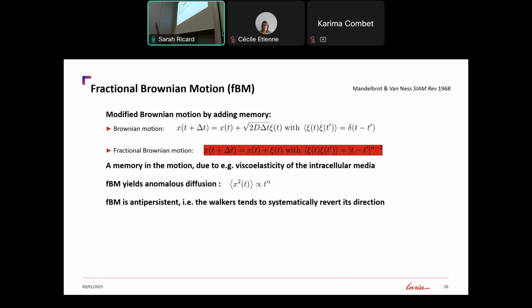And of course, with the fractional Brownian motion, I won't go through the math, but you get back your mean square displacement as being time to the power alpha. So you get back alpha less than 1. So again, this is more similar to what you expect in biology.